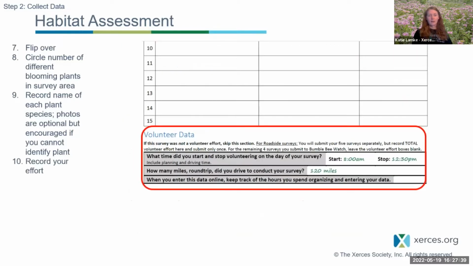And then at the end, there's a spot for your volunteer data. So you want to keep track of your total time, including your planning and your driving time to conduct this survey, as well as how many miles round trip you traveled to get there. And this just allows us to see how much time volunteers are actually contributing to conserving bumblebees. It usually ends up to be a really amazing number. So please keep track of that, and you'll be asked for it when you submit data online.